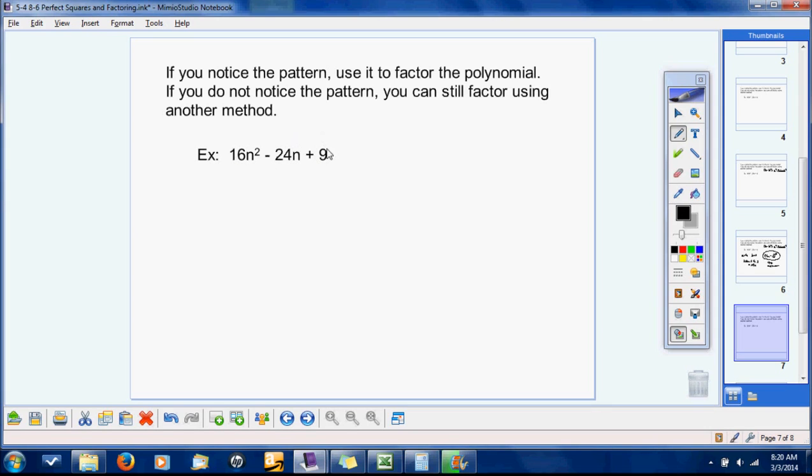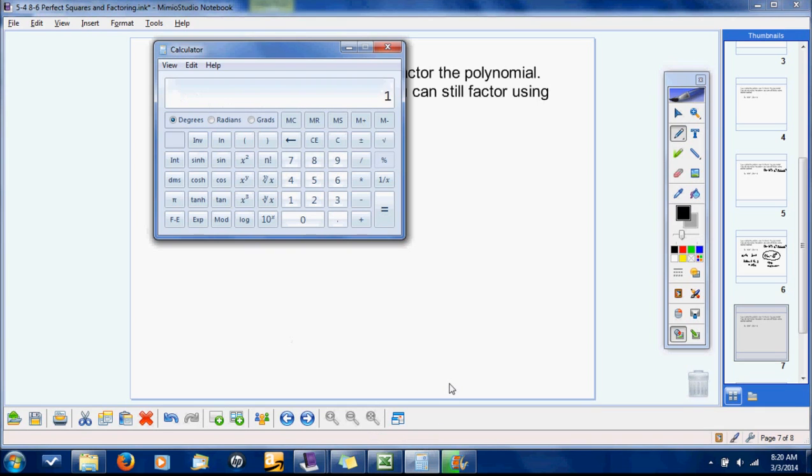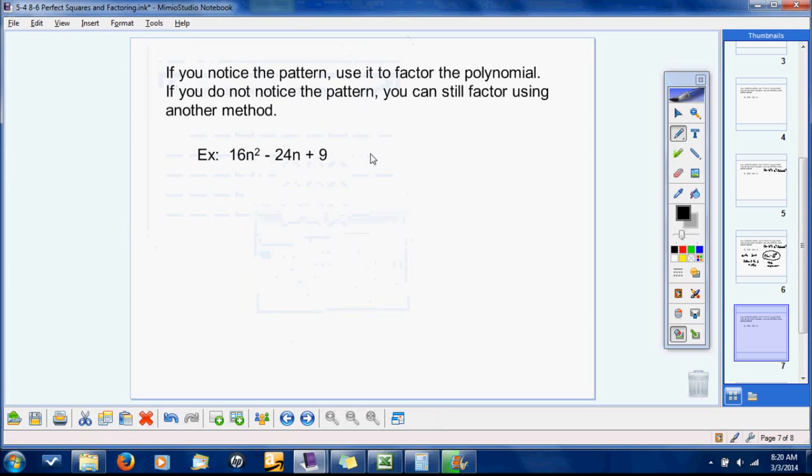There is none. So you can always multiply the 16 times 9. We get 144. So we could always take our 144, and you can find the factors of 144. All right, we're looking for 24 in the middle. We have to have a positive, or we have to have a negative times a negative.